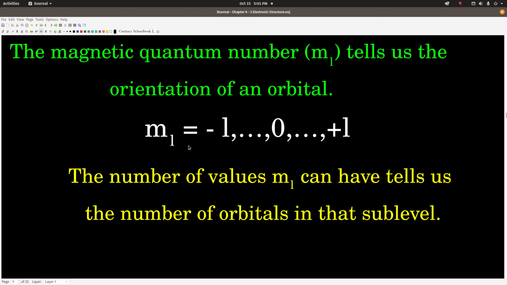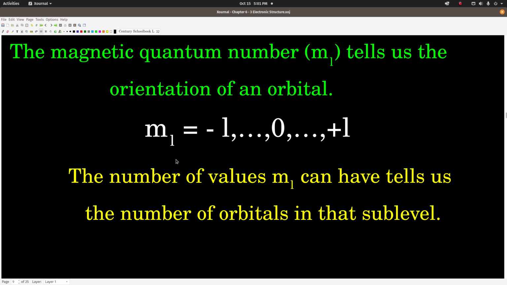And the rule for m sub L, it's negative at whatever value L is, negative L, all integers up through 0 to positive L. So let's say L is 3. m sub L could be negative 3, negative 2, negative 1, 0, 1, 2, and 3. These are L's, not 1s.